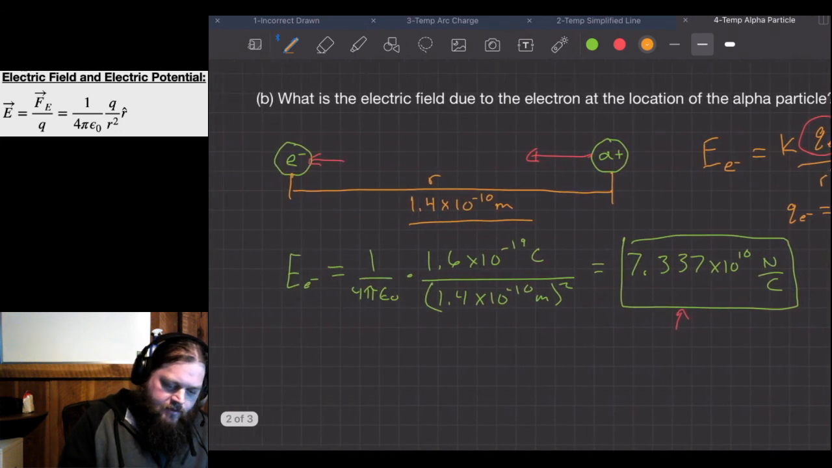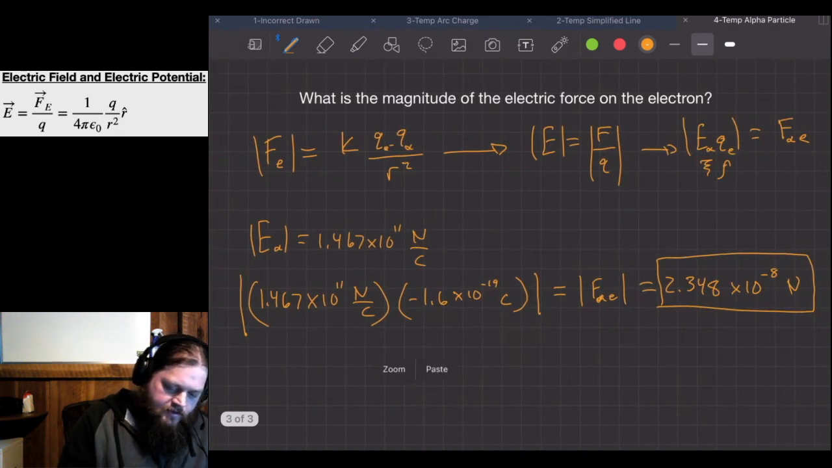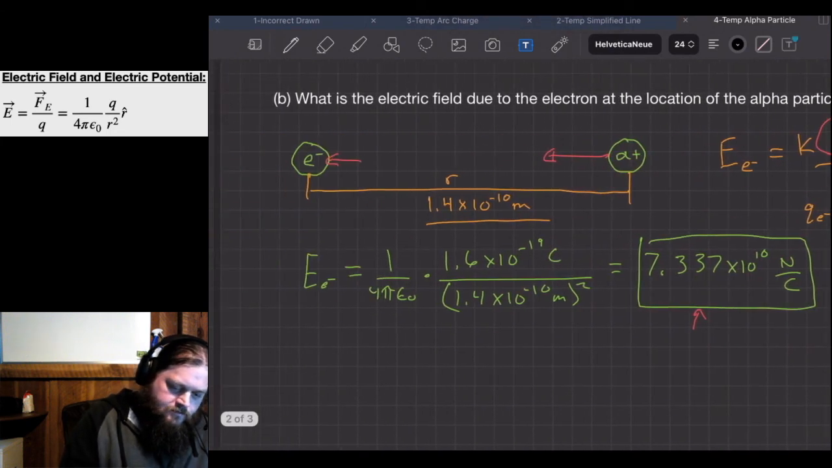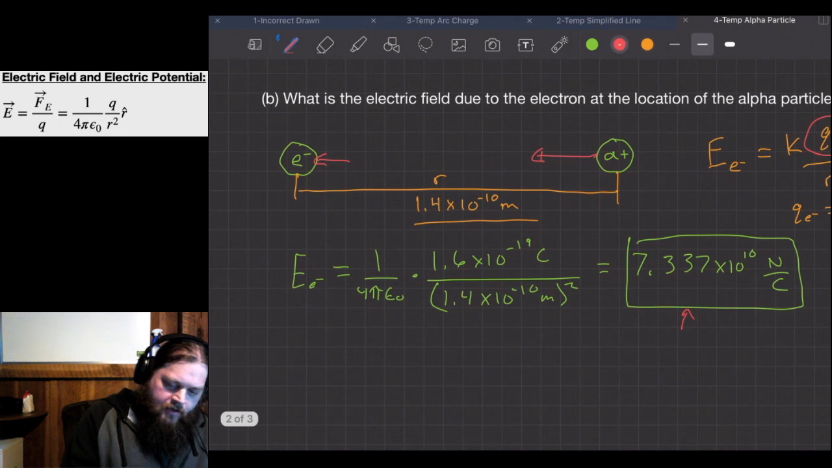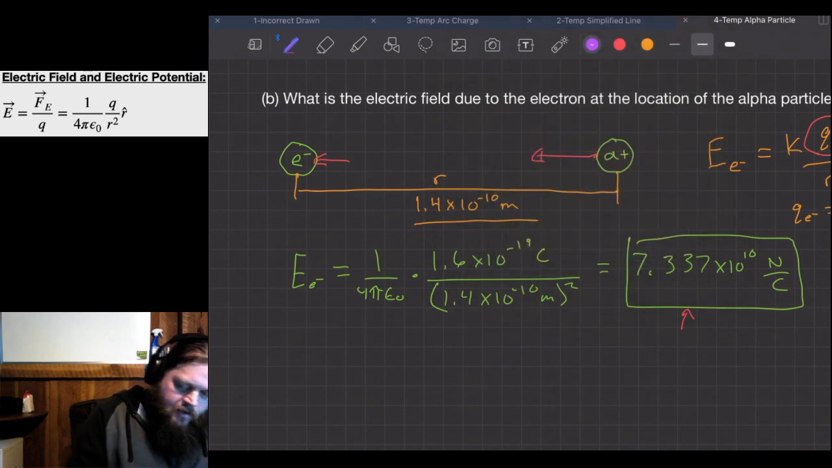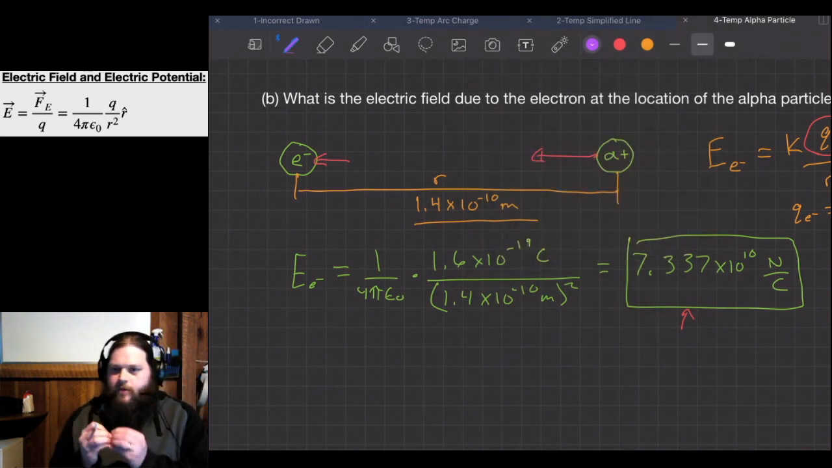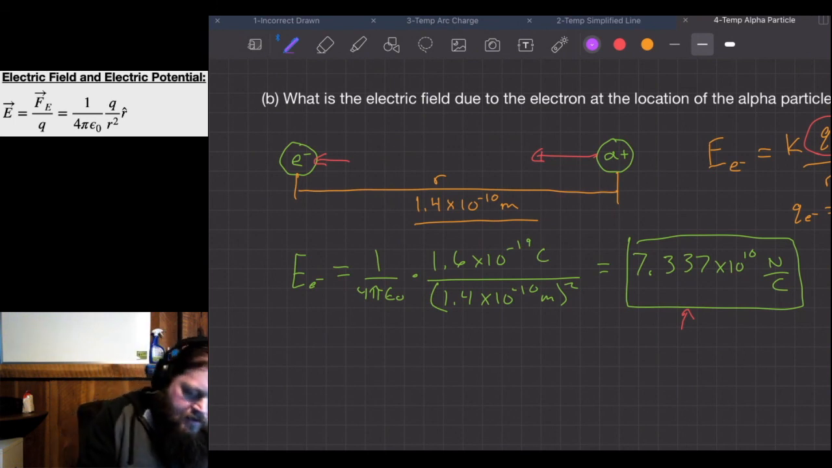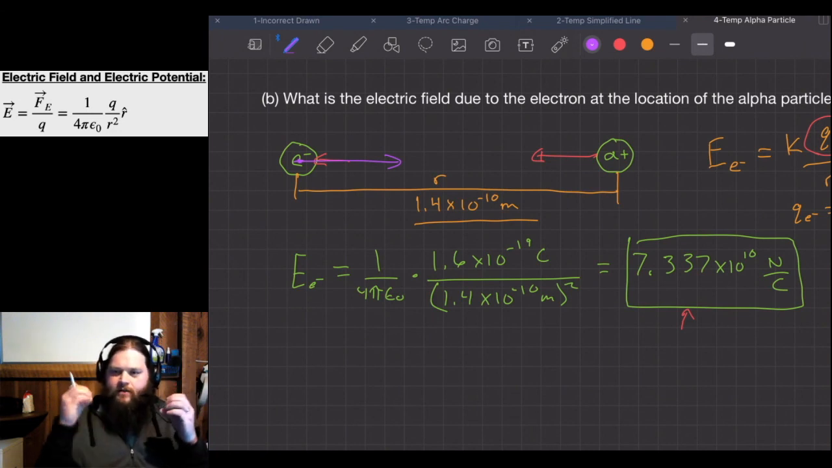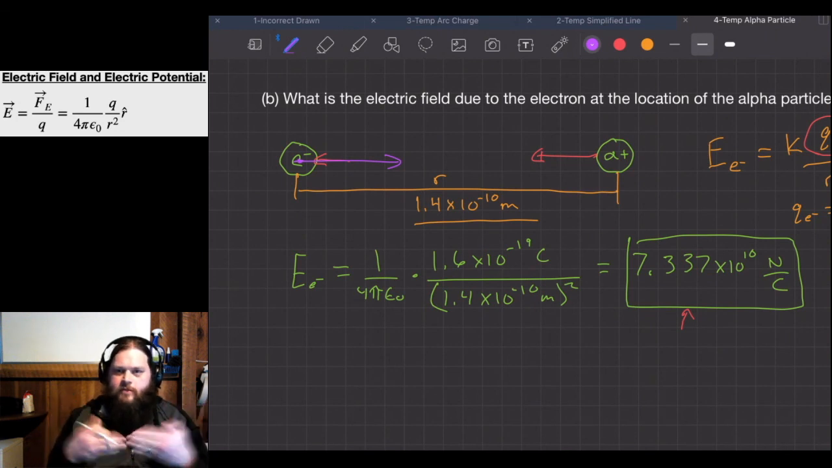Going back to our diagram here, this is going to have a force on it. I'll make my force color a nice purple color. So the force of the alpha particle on the electron is going to be an attractive force going this way, because they're different charged particles. The electron is negative and the alpha particle is positive, which means they're going to have an attractive force pulling them into each other.